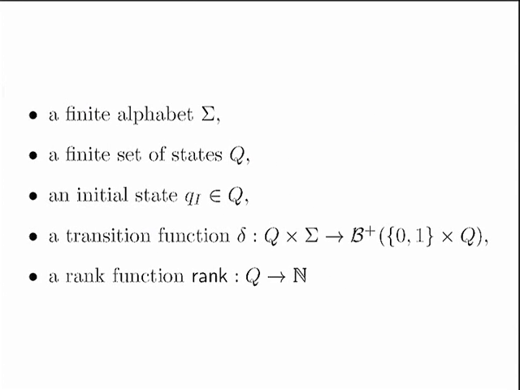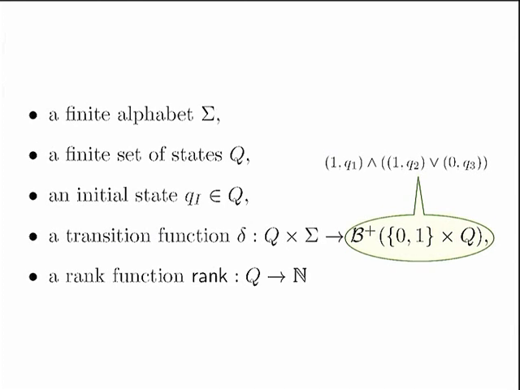I will just point out that the form of transition function I'm using is as follows. It takes a state and a letter, and it gives a positive Boolean combination of pairs, direction and state. So it's something like this: you either go right in the state Q1, or you go right in the state Q2, and you either go right in the state Q2 or left in the state Q3.